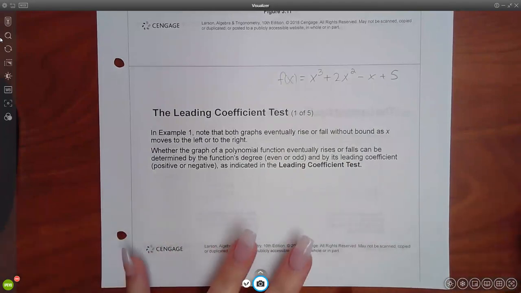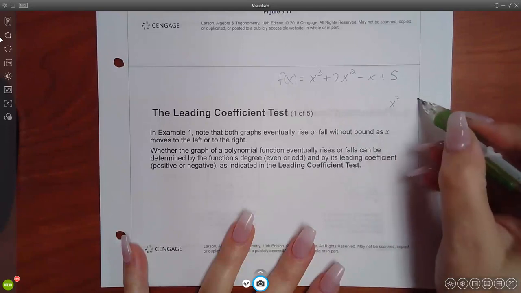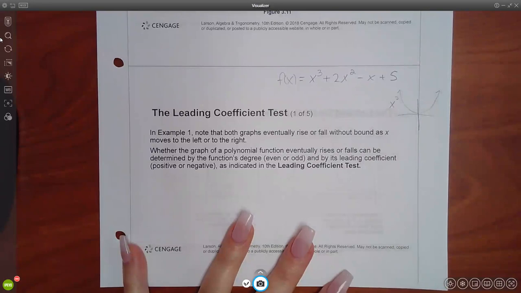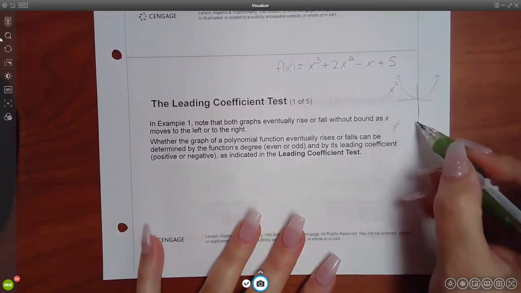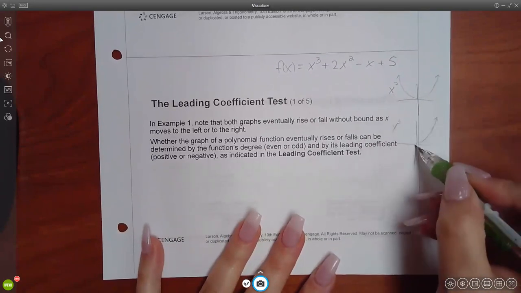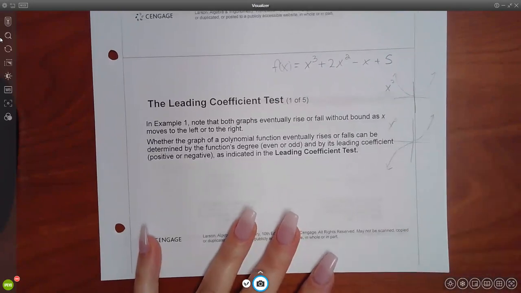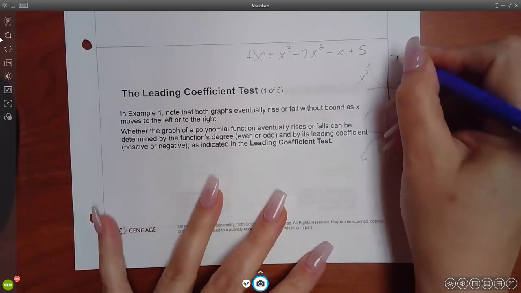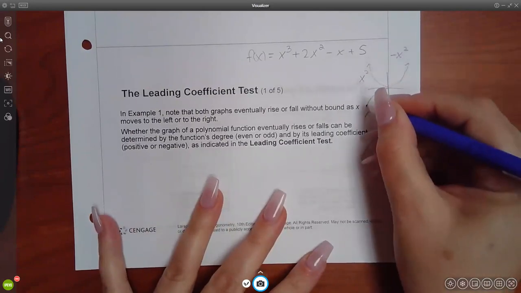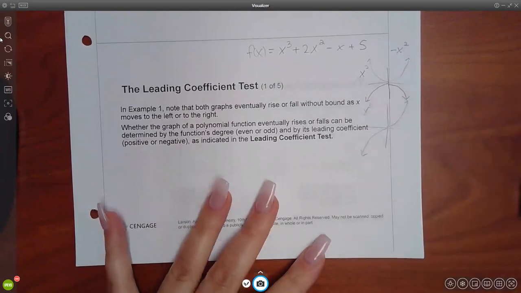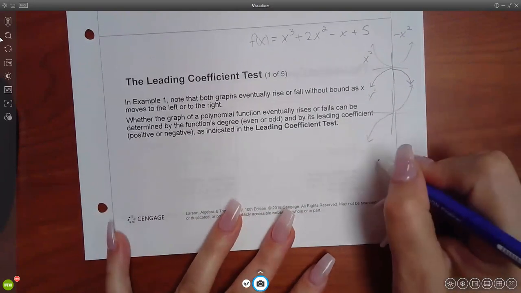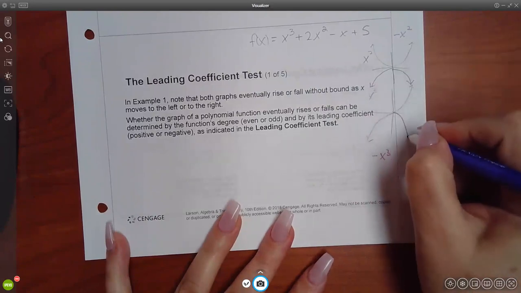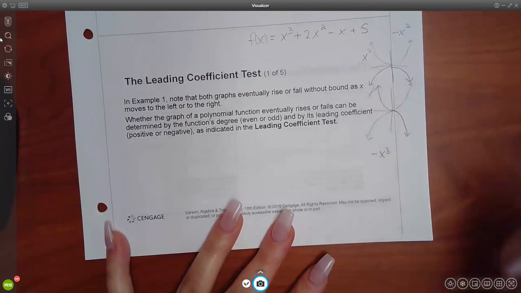okay? So we know that a quadratic goes up on this side and up on that side, right? We know that the cube goes up on this side, but then goes down on this side, right? We also know that negative x squared goes down on both sides because they flip over, right? We also know that negative x cubed will flip these over. So it'll go down on the right and then up on the left, okay?